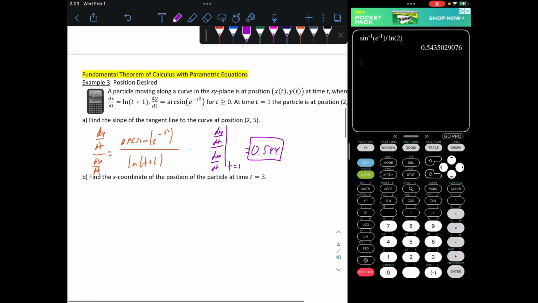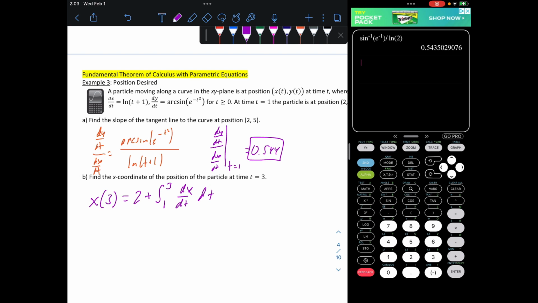Okay, question B, find the x-coordinate of the position of the particle at time t equals 3. So this is an accumulation function. We already have, at t equals 1, the x-coordinate is 2. So if we want to find x of 3, it's going to be 2 plus the integral from 1 to 3 of dx/dt dt. Right? We know what dx/dt is. It's natural log of t plus 1, but you can write that down as well.